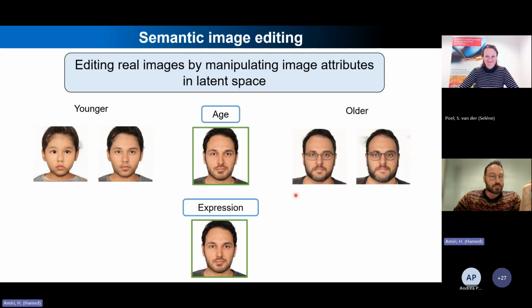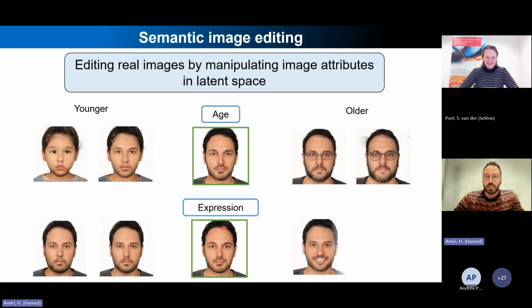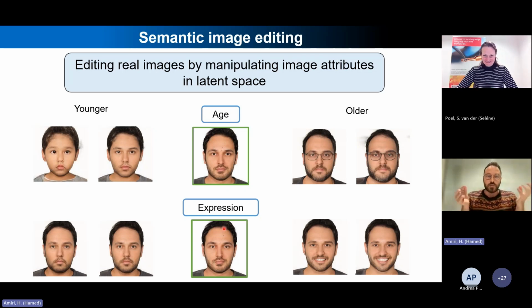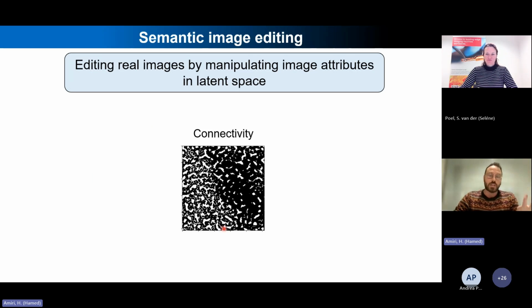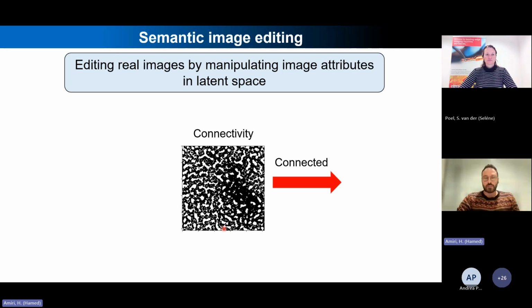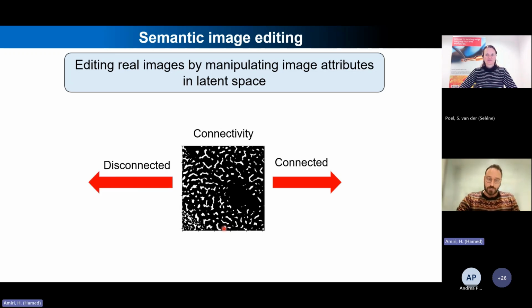Another attribute could be expression. So this is me usually in the morning without the coffee, and this is me after the coffee. So it can change the attributes of your image realistically. These are the attributes in this example, but in our case, the attribute could be the pore connectivity. We want to learn how we can realistically edit the connectivity and connect the isolated pores based on what we have learned from the experiment.